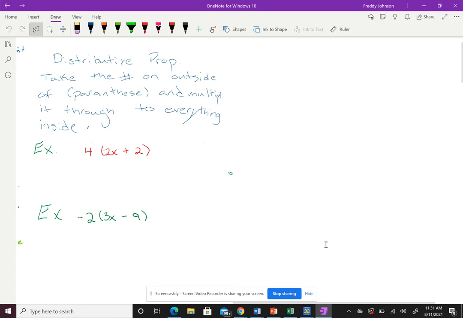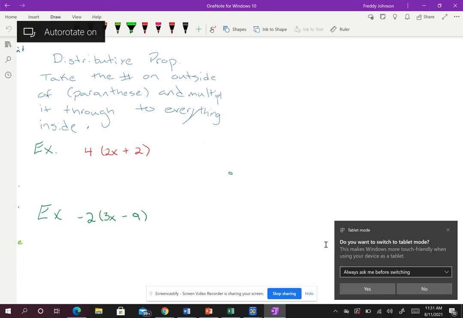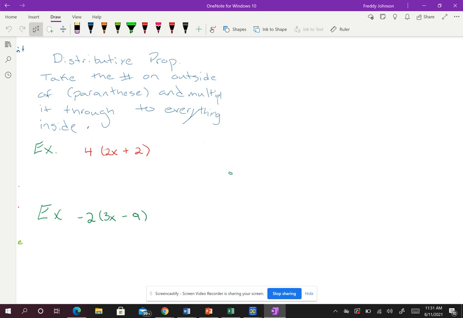Right, guys, what we're going to do is continue the notes from yesterday on the same worksheet, or in the same place for notes. We're just going to talk about the distributive property. This one should be pretty quick. It's just making sure that you understand.